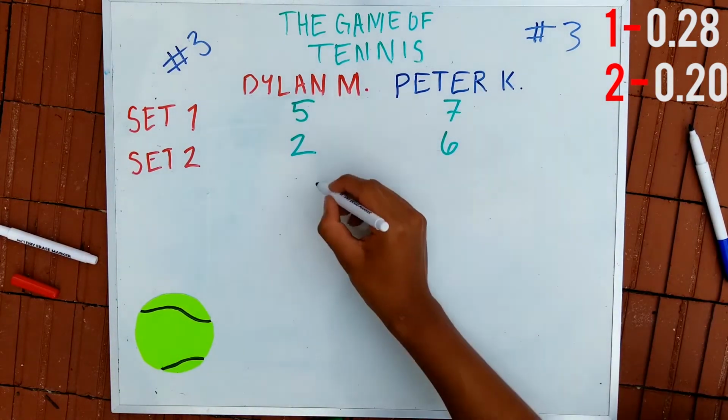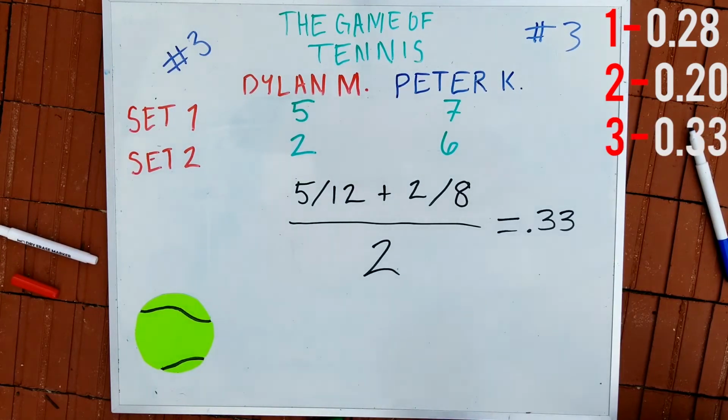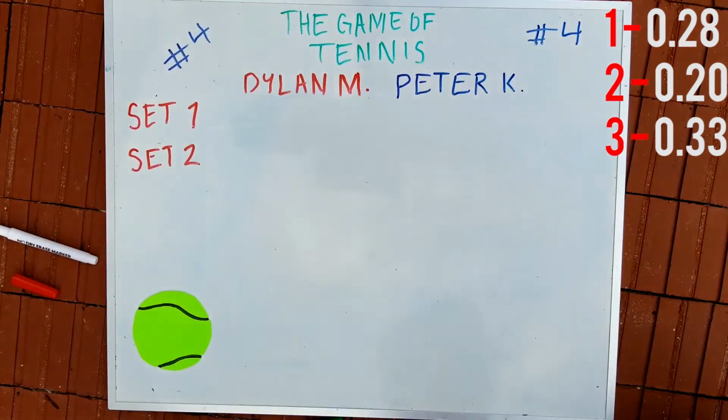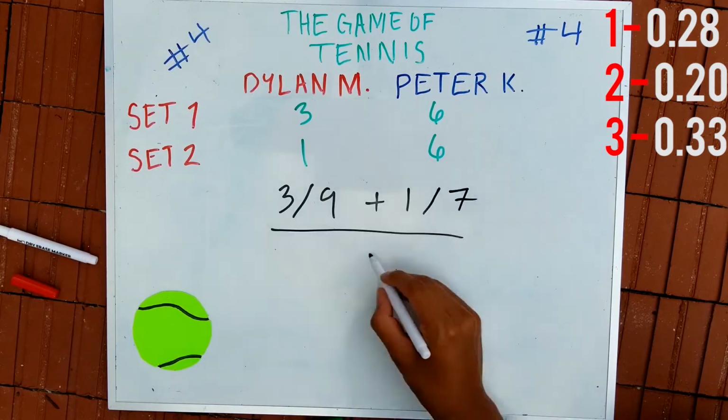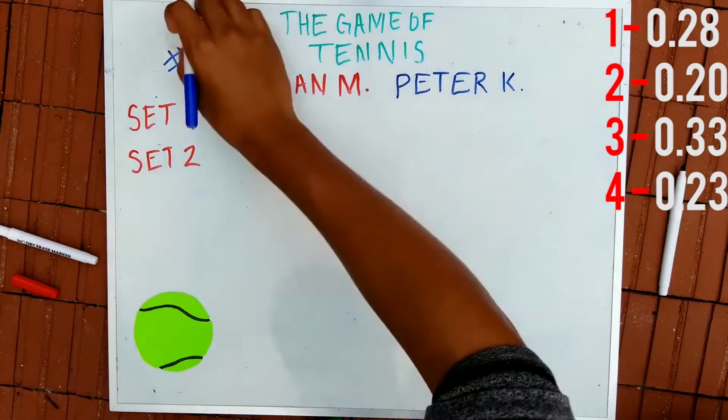So as you can see, we're doing the work on the board, and on the top right we're going to put these probabilities up there. So for the first match I had a 28% chance of winning a game. For our second match I had a 20% chance, for our third match I had a 33% chance, and for the fourth match I had a 23% chance of winning a game.